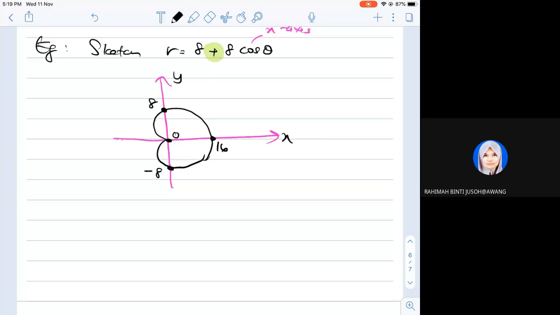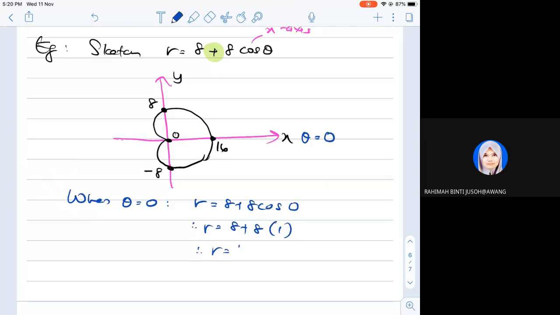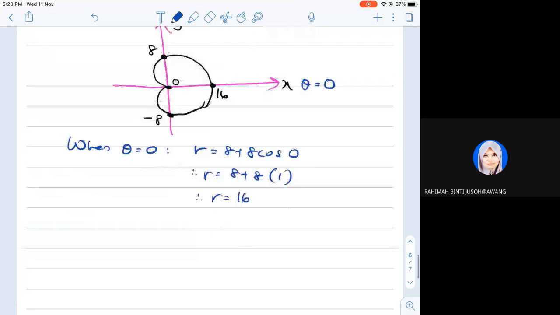Okay, so now let's say I use blue color. This is theta equals to 0, right? So if you plug in the values of theta equals to 0, we have R equals to 8 plus 8 cos 0. Then we will have R equals to 8 plus 8, cos 0 is 1. Therefore, we have R equals to 16. Okay, that's why point coordinate here is 16.